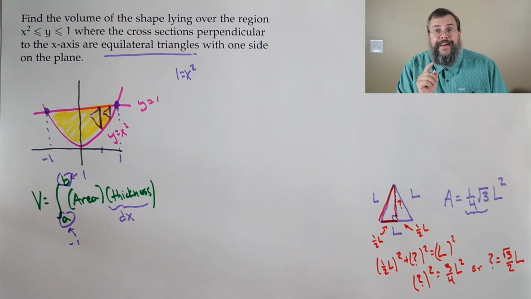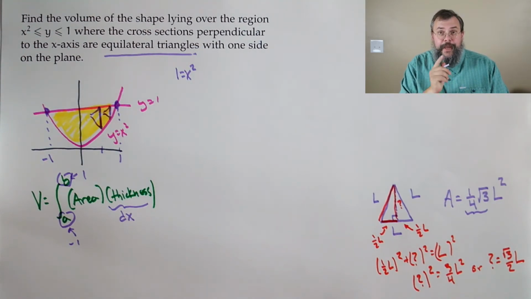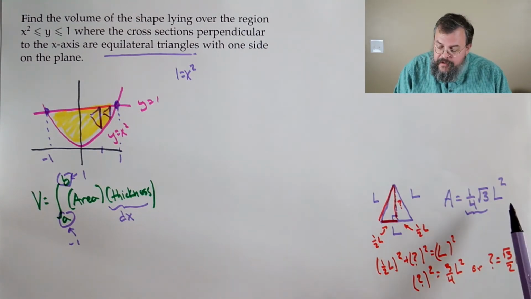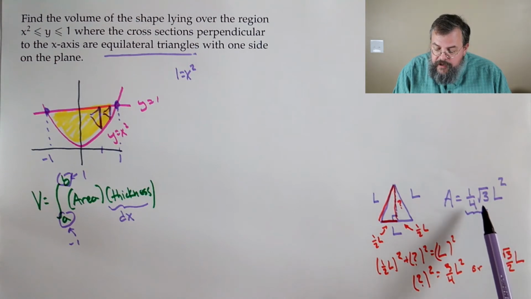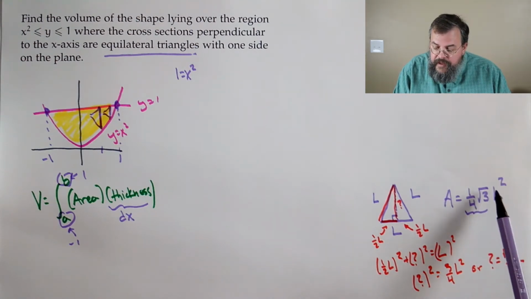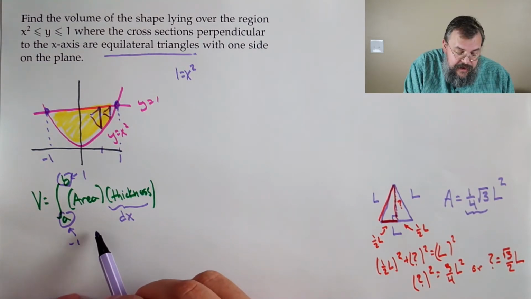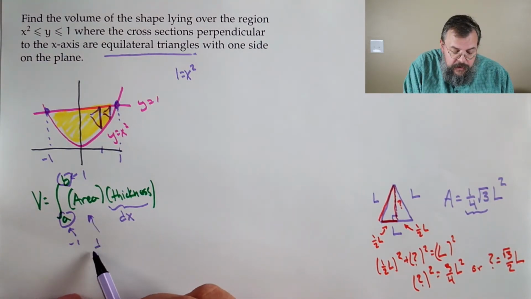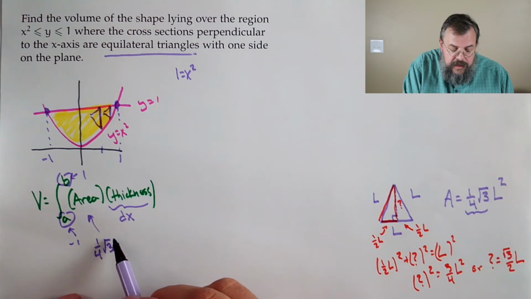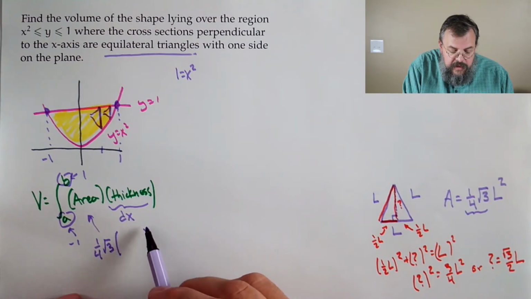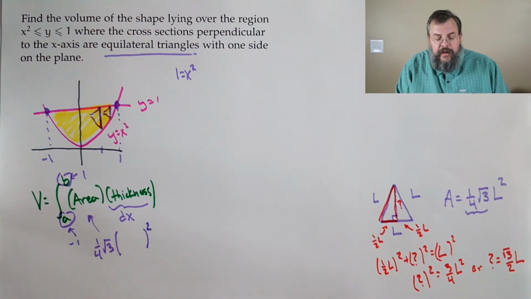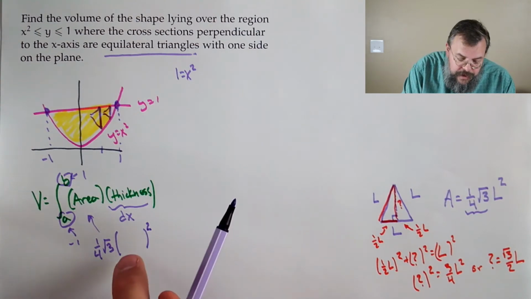Now, the area. You've got to think about this one. So how do you find the area? Well, it says it right here. It's 1/4 times √3 times the length squared. So this area will be 1/4 times √3 times something squared. Now the question is, what's that something?